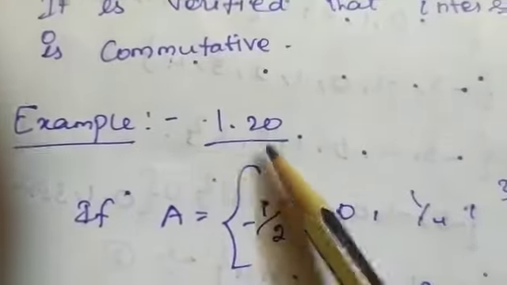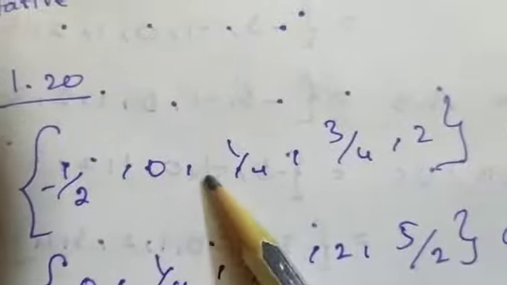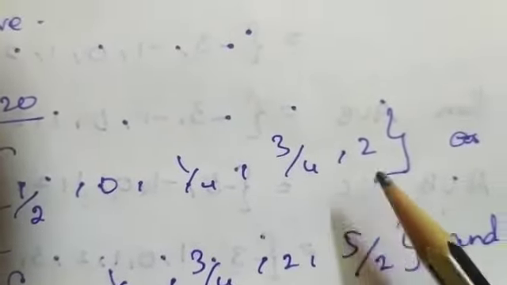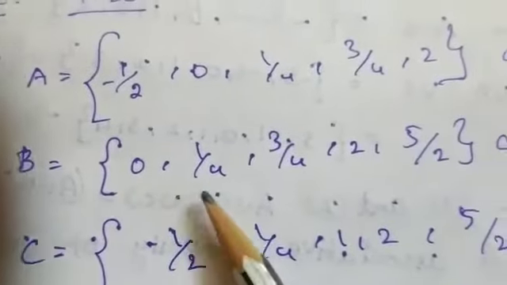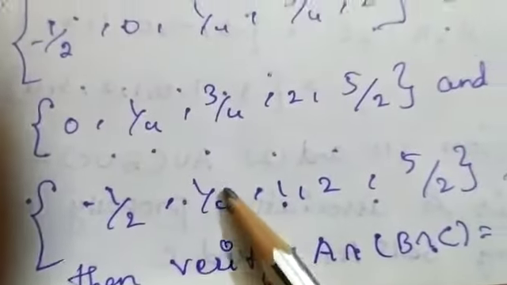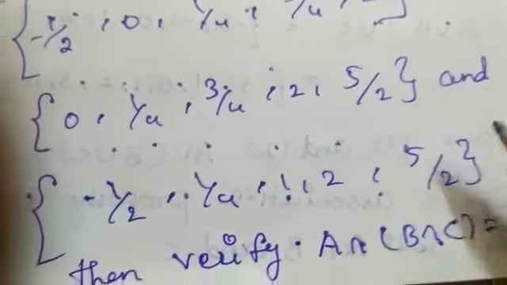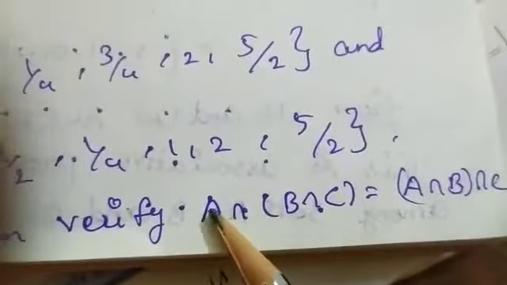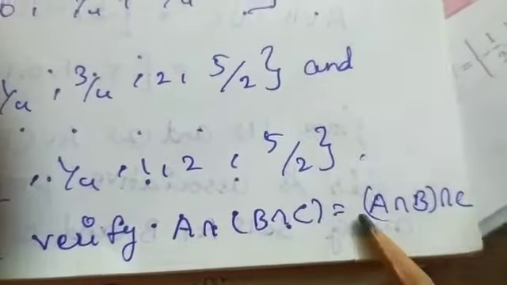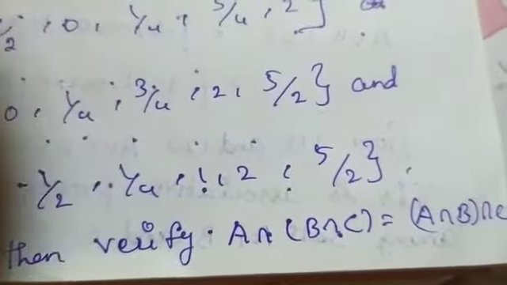Next, example 1.20. If A equal to {-1/2, 0, 1/4, 3/4, 2}, B equal to {0, 1/4, 3/4, 2, 5/2}, and C equal to {-1/2, 1/4, 1, 2, 5/2}, then verify A intersection (B intersection C) equal to (A intersection B) intersection C.